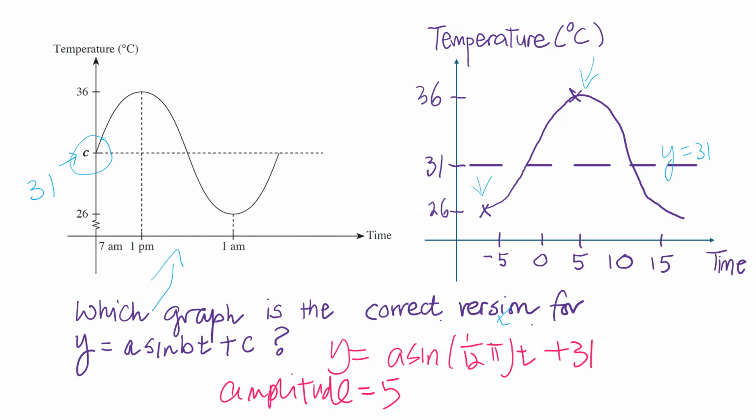The maximum temperature is 36 at 1 p.m. and 26 at 1 a.m. So this is the correct curve. Therefore your A should be negative 5. That means your curve is y equals to negative 5 sine 1 over 12 pi bracket T plus 31. Okay, this is how you do it.